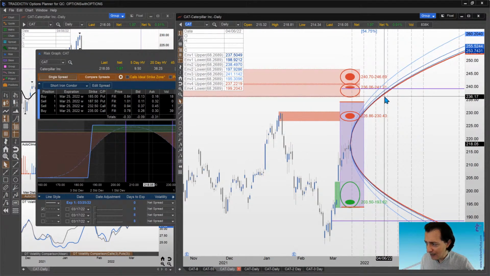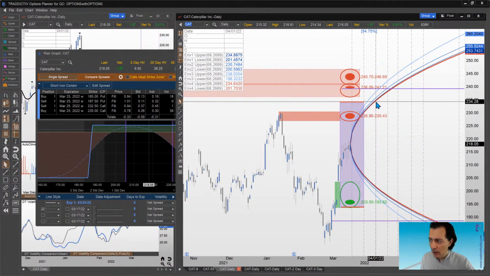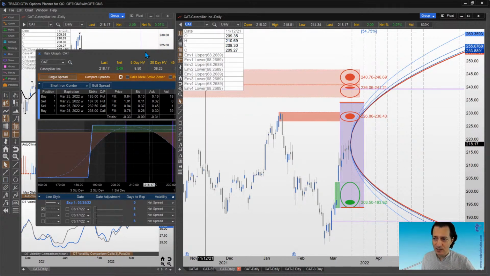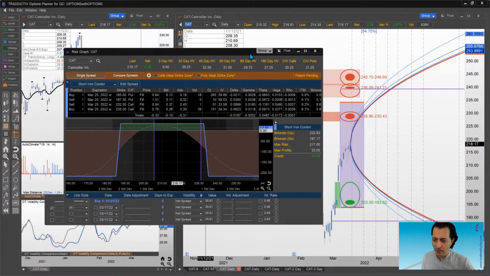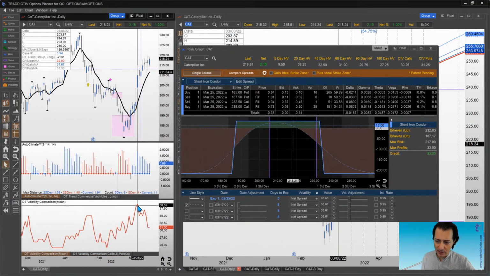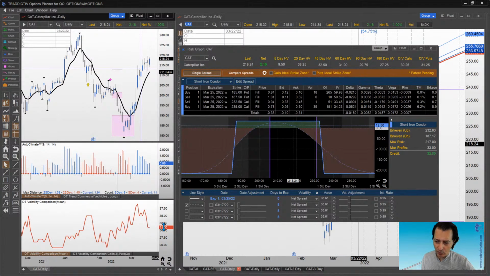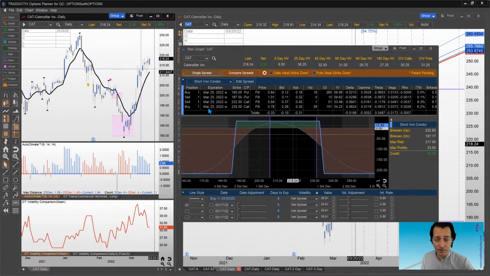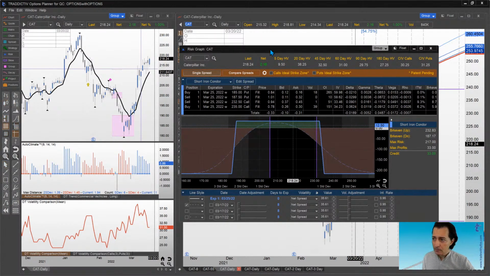If we move to the current time, notice how the red line now is within, not beyond, but within all the blue lines, which means that there has been a very serious drop of implied volatility. So if we look at implied volatility, notice how volatility went from 38 to 31. So that's a pretty significant drop on implied volatility across the board for options on Caterpillar.